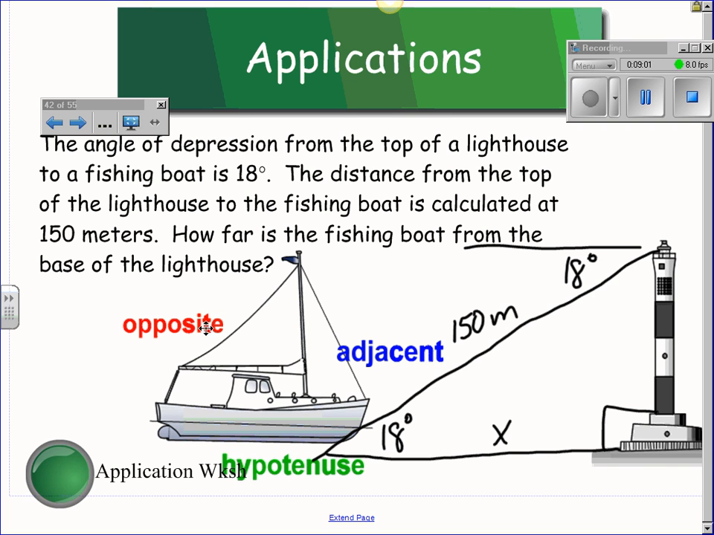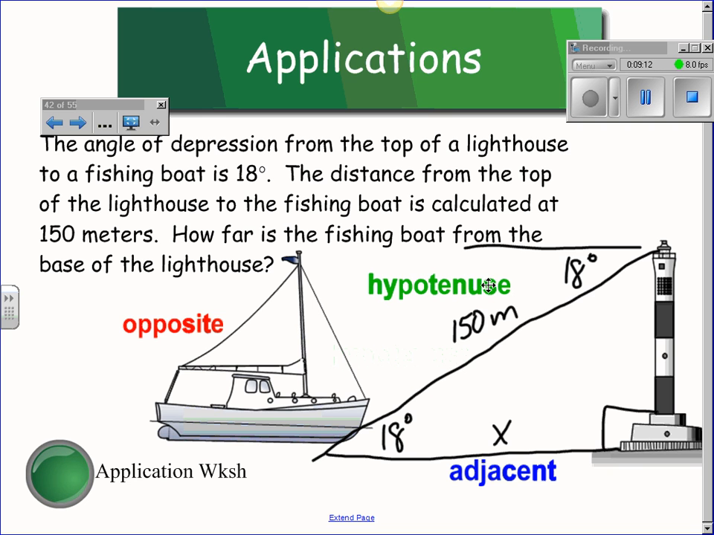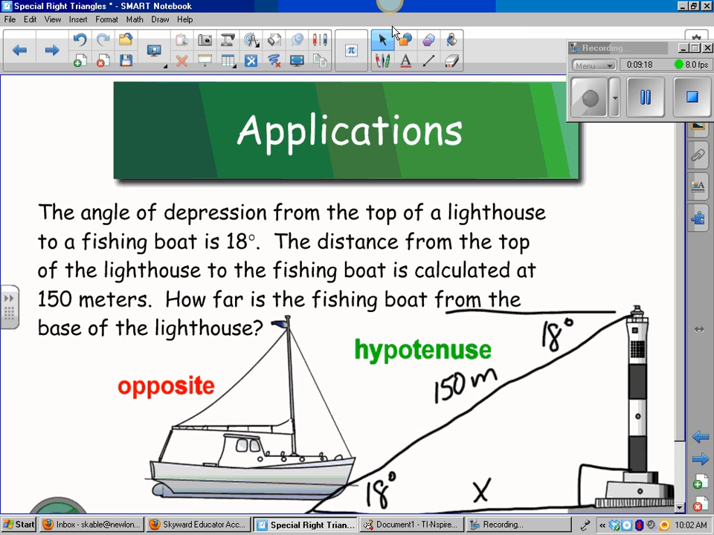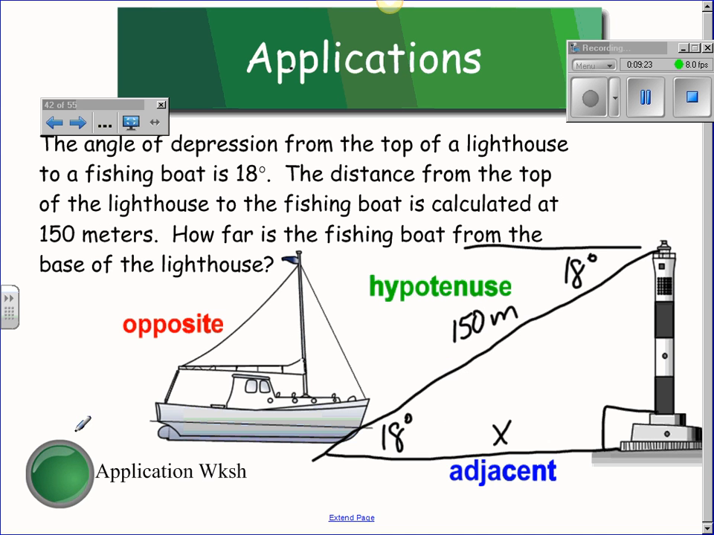Therefore, from the 18 degrees, the X would be adjacent because it's next to it, because the opposite side would be right here. And then by the process of elimination, the 150 is the hypotenuse. So hopefully you figure out what function we need to use. We need to use cosine because we have adjacent and we have the hypotenuse. So we could say cosine of 18 degrees is equal to x adjacent over the hypotenuse, which is 150.